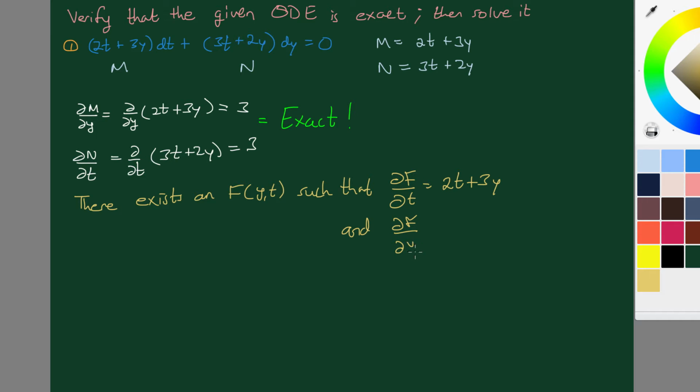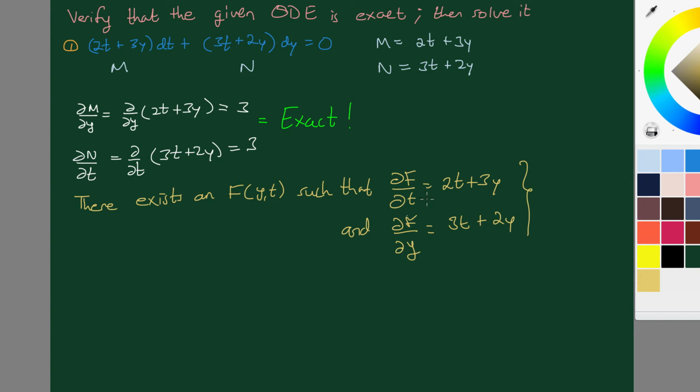And df/dy is equal to 3t plus 2y. Okay? So because the equation is exact, this is true. Now all we have to do is solve for f. We can choose whichever one of these two equations to use to solve for f. We can go with df/dy or df/dt. Either one is going to give us the same result.